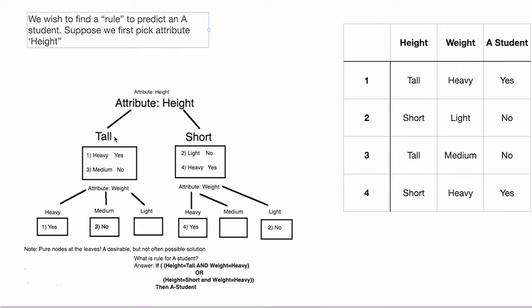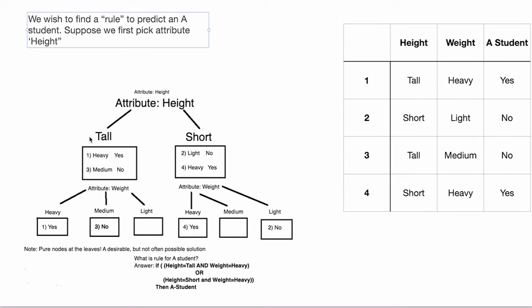And when I look at tall, that's going to bring 2 of these 4 instances down over to here. So amongst the tall, I get instance number 1 and 3. And I note that for instance 1, that's a heavy person, and that is an A student. And I note over here that for instance 3, I get a medium person, and no, they're not an A student. If I come over here and I go to instance short, number 2, I get a person whose weight is light, and they're not an A student. I have instance 4 where the student is heavy, and they are an A student.